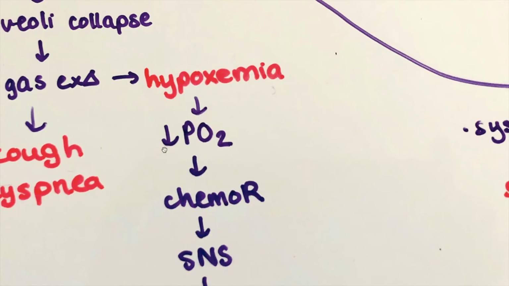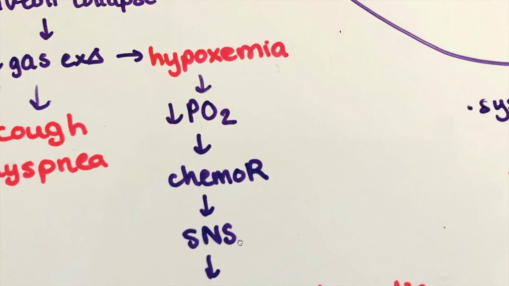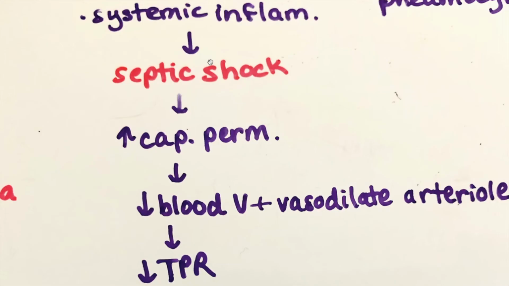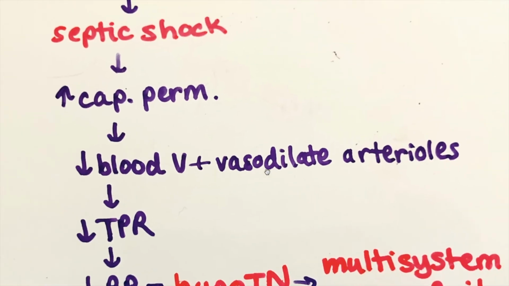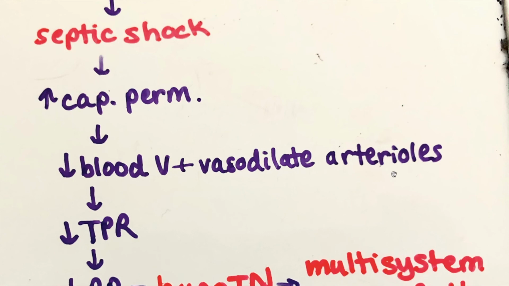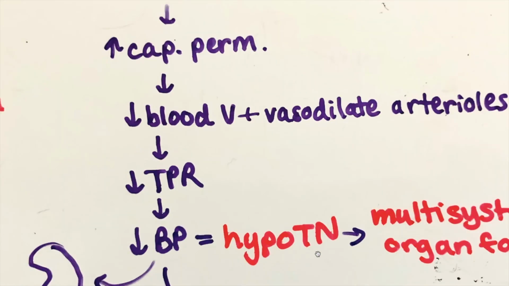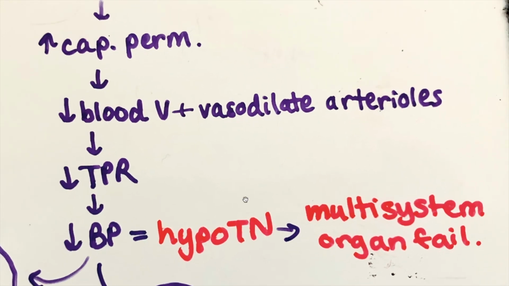The chemoreceptors sense the low PO2 and stimulate the sympathetic nervous system to increase the heart rate, which leads to tachycardia. So you'll find that some patients with coronavirus may have tachycardia. There's also systemic inflammation because of the inflammatory mediators going into the blood. This leads to septic shock, which increases capillary permeability, decreases blood volume, causes vasodilation to the arterioles, decreases the total peripheral resistance because if you're vasodilating, you're decreasing the resistance. That decreases the blood pressure and causes hypotension.